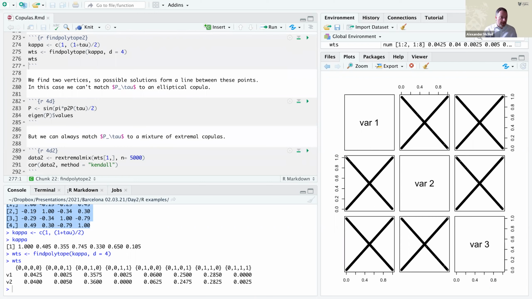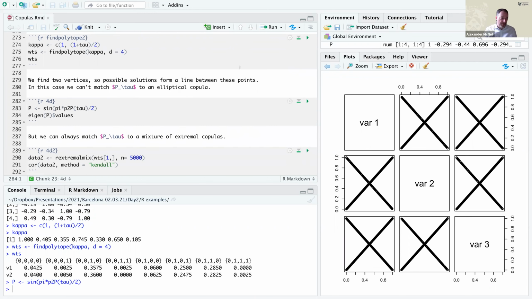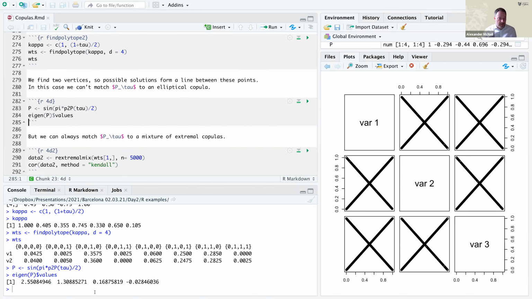Now, the problem with this one is that if I look at the corresponding matrix of an elliptical copula, I'm going to do the same thing as before. I'm going to try and find whether I could match this with an elliptical copula, but sadly, the fourth eigenvalue is negative. So what I have there is a perfectly legitimate Kendall correlation matrix, but it can't be associated with an elliptical distribution. It can be associated with a mixture of extremal copulas, but it can't be associated with an elliptical distribution. So I couldn't get that one from the Gauss copula or the T copula.